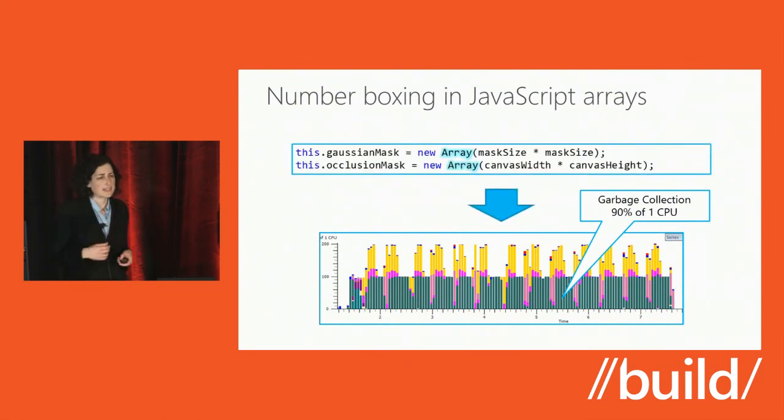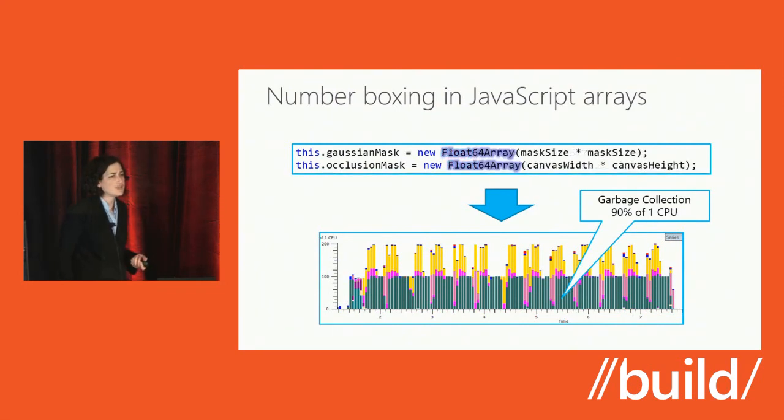This is a sample snippet of code that was taken from the Bubbles simulation, and we're creating an array to hold the Gaussian mask that we want to make available on the image, and also the occlusion mask that we want to update, that does the filter for that screen.